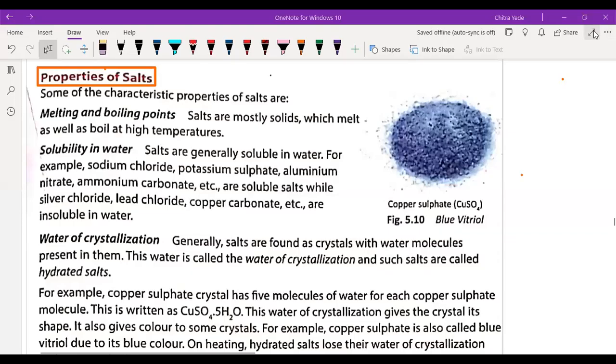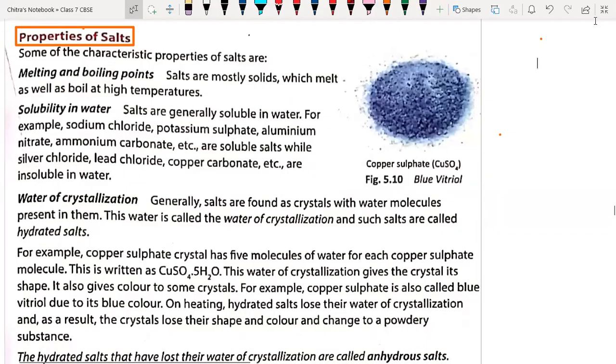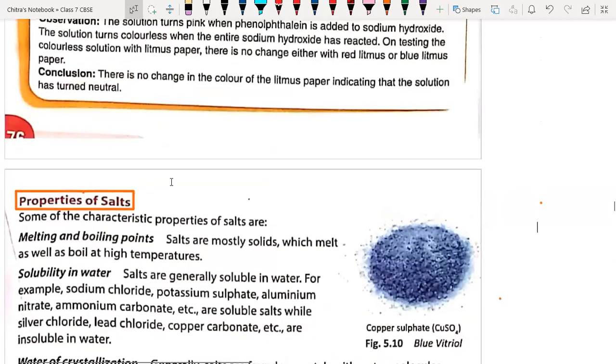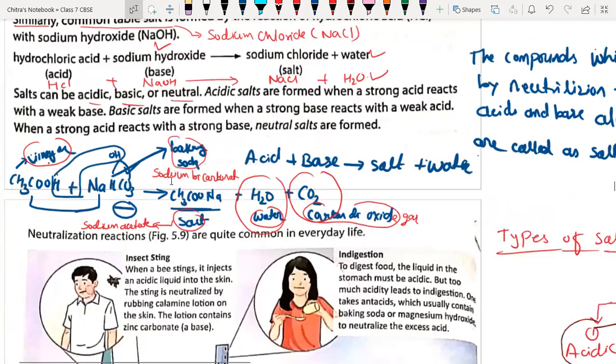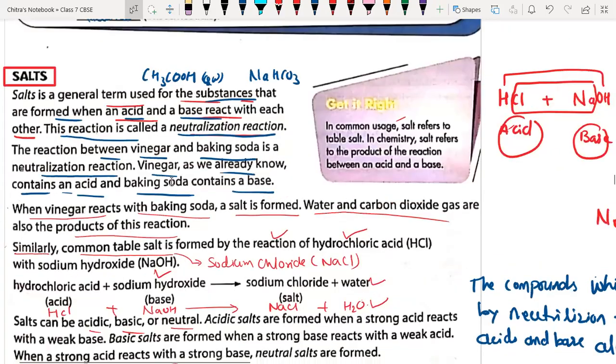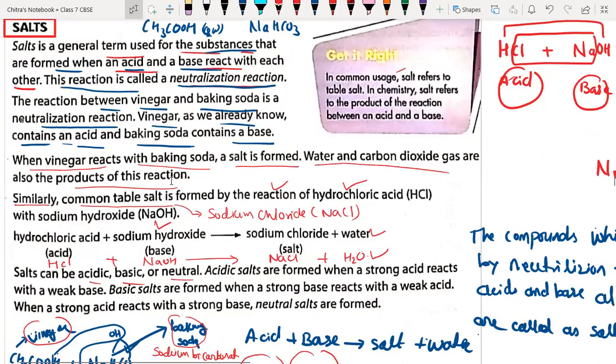Hello everyone. Today we are going to discuss the properties of salt. In the last class we discussed salt and the types of salt. We discussed what salts are. Salt is nothing but a compound formed by the reaction between an acid and a base. The compound formed during the neutralization reaction along with water is called salt.